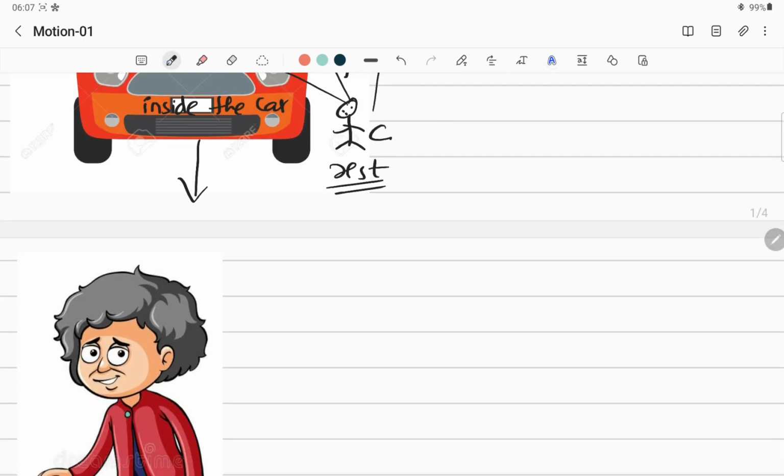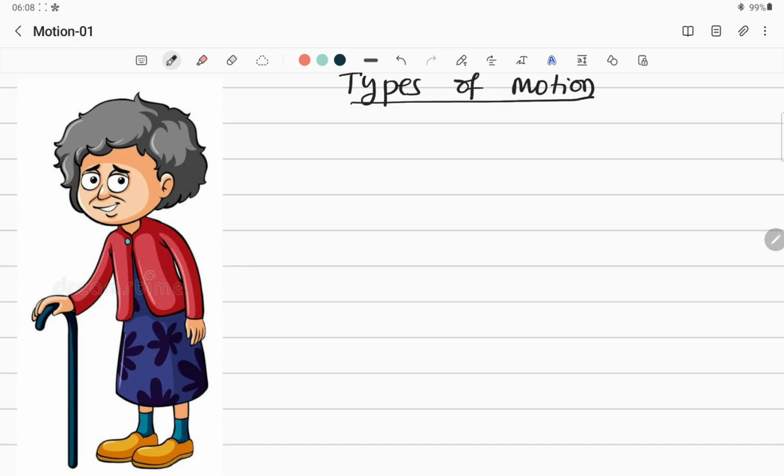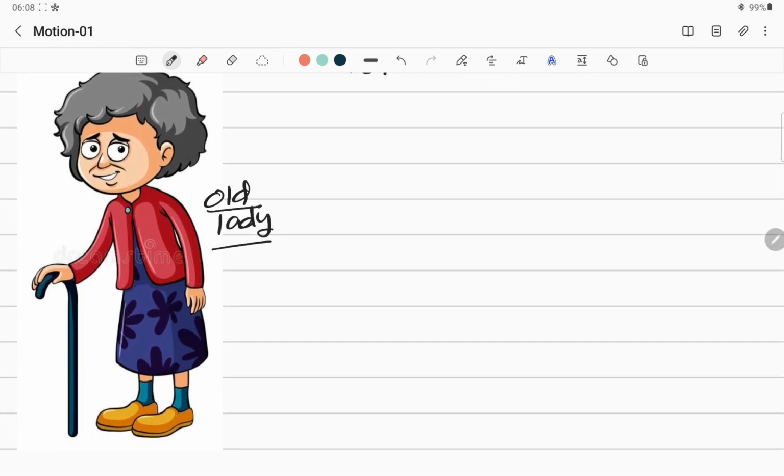Now coming to the next thing, what are the different types of motion? There are so many types of motion, but broadly they are divided into two types. I'll tell you. Look at this old lady. Do you think her speed keeps on changing every now and then? No, right? She is holding a walking stick. Her speed will always be the same, no?